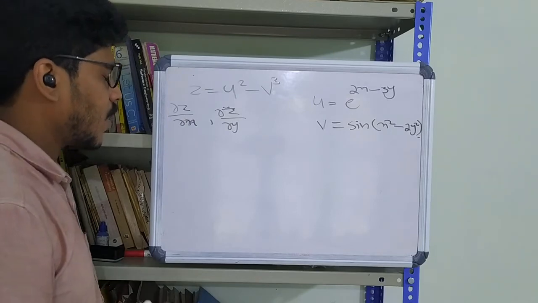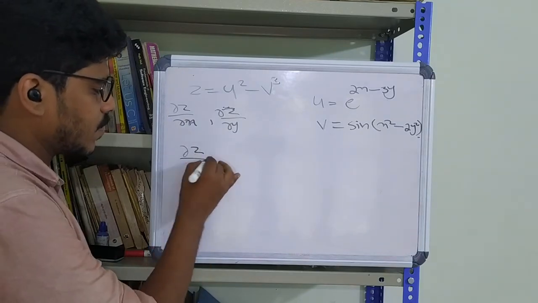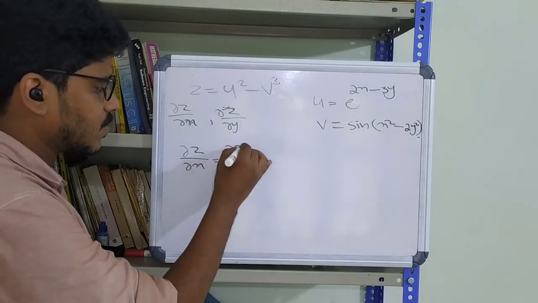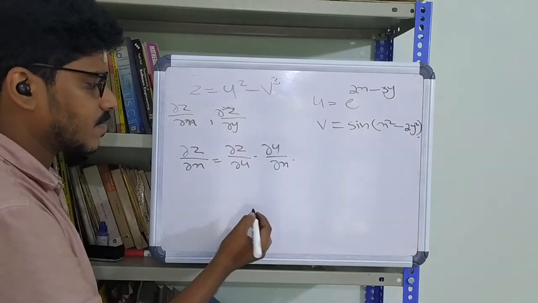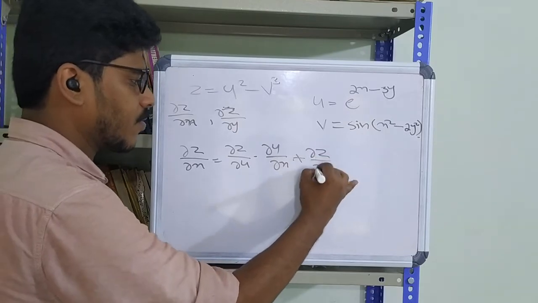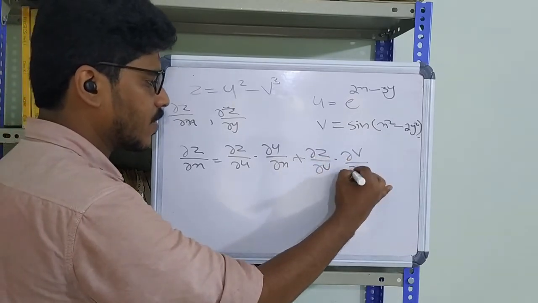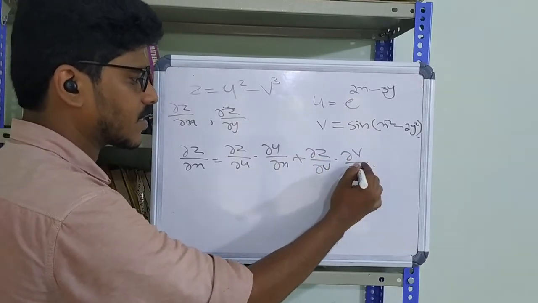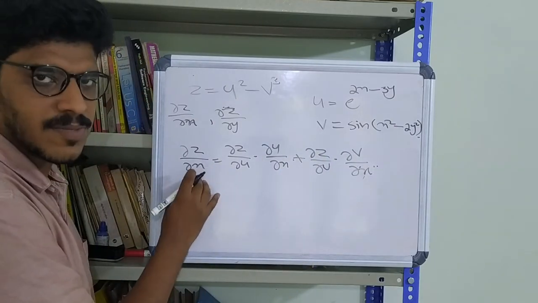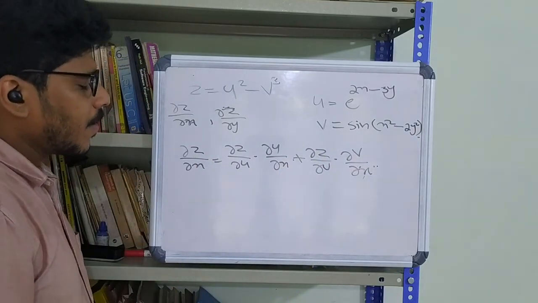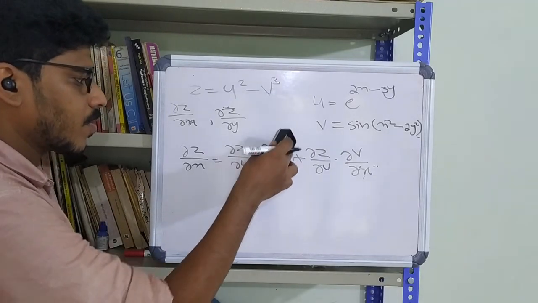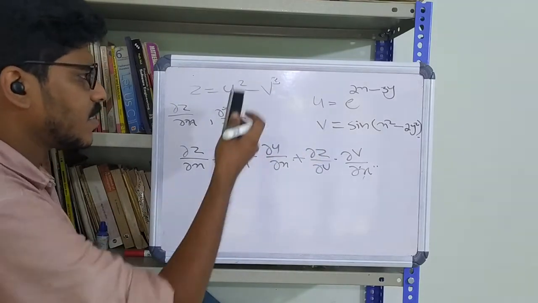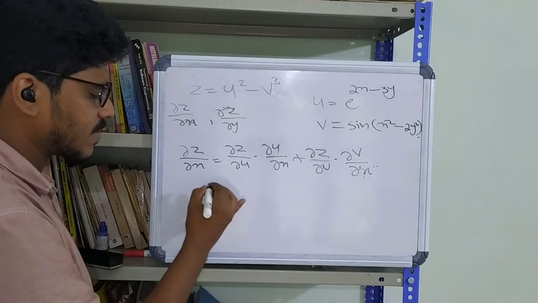Alright, so how do we find it? ∂z/∂x can be found as ∂z/∂u into ∂u/∂x plus ∂z/∂v into ∂v/∂x. So again, we are differentiating with respect to x here. Okay, if it is the case, we need to find ∂z/∂u, ∂u/∂x, and these are simple. We can directly substitute them.